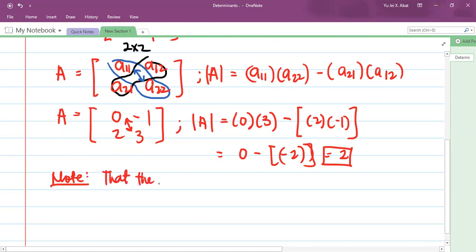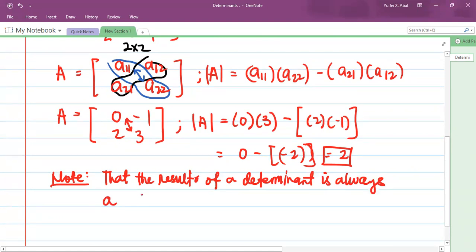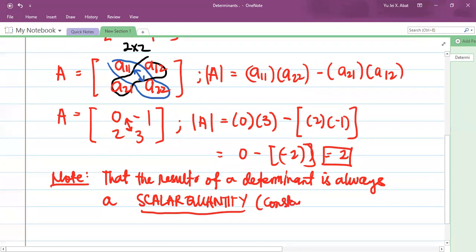Take note that the result of a determinant is always a scalar quantity. That means it is a number, a constant number. Understood?